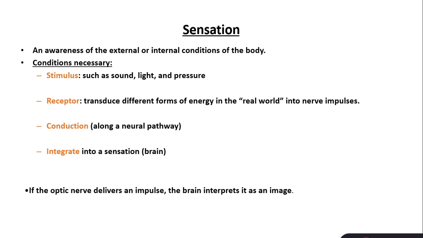This stimulus is received by a receptor. The receptor will transduce different forms of energy into a nerve impulse or an action potential. This action potential goes along the conduction way, which is the sensory nerve or the afferent nerve, and it goes to the brain, to the sensory area there to be interpreted. For example, the optic nerve delivers an impulse to the occipital lobe of your brain to be interpreted as an image when you see something.